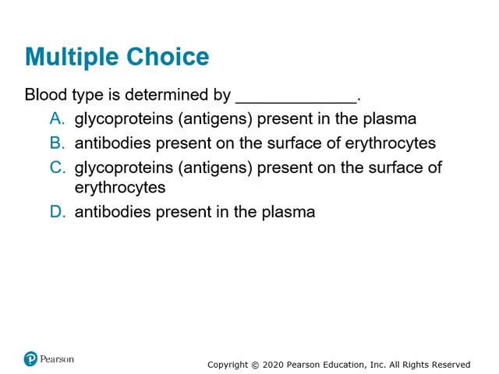All right, next question. Blood type is determined by blank. And that's going to be glycoproteins called antigens. So those surface proteins are just sugar proteins that are present on the surface of erythrocytes. So we look at the surface of blood cells to determine blood type.